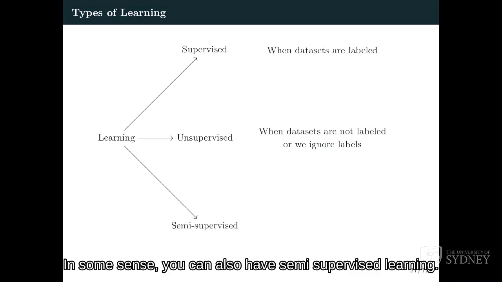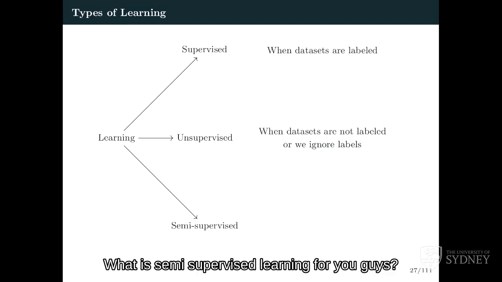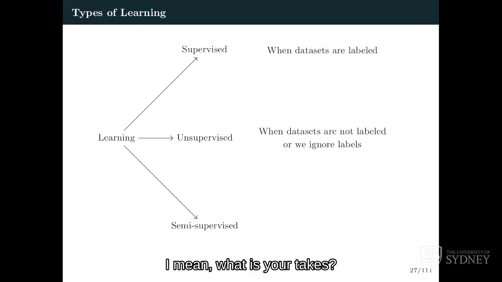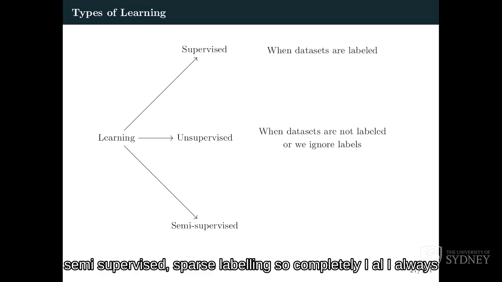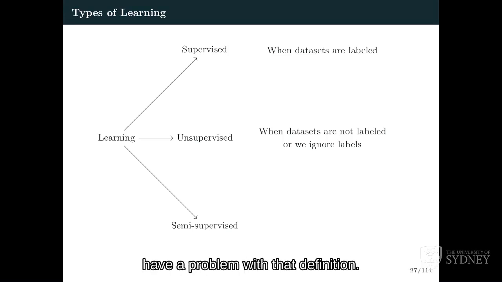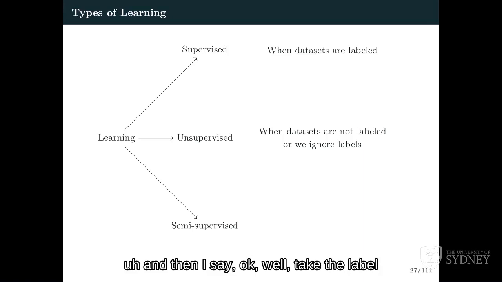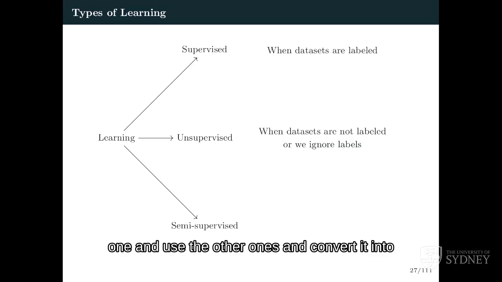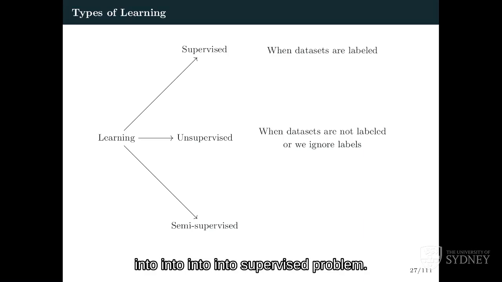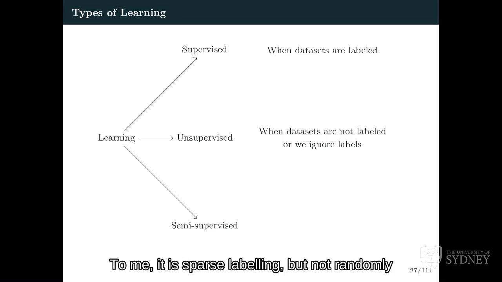You can also have semi-supervised learning. What is your take? What is semi-supervised learning for you guys? If I ask you to define semi-supervised: sparse labeling, so not complete, incomplete. I always have a problem with that definition. You say not all instances are labeled, and then I say, okay, well, take the labeled ones and use the other ones, and so convert it into a supervised problem. To me, it is sparse labeling, but not randomly sparse.